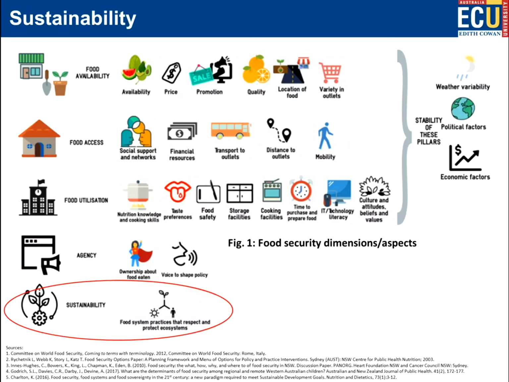Finally, the sustainability dimension refers to the food system practices that respect and protect the ecosystems. So these are those practices that contribute to long-term regeneration of the environment to ensure that people's current food needs are met without compromising food needs for people in the future.